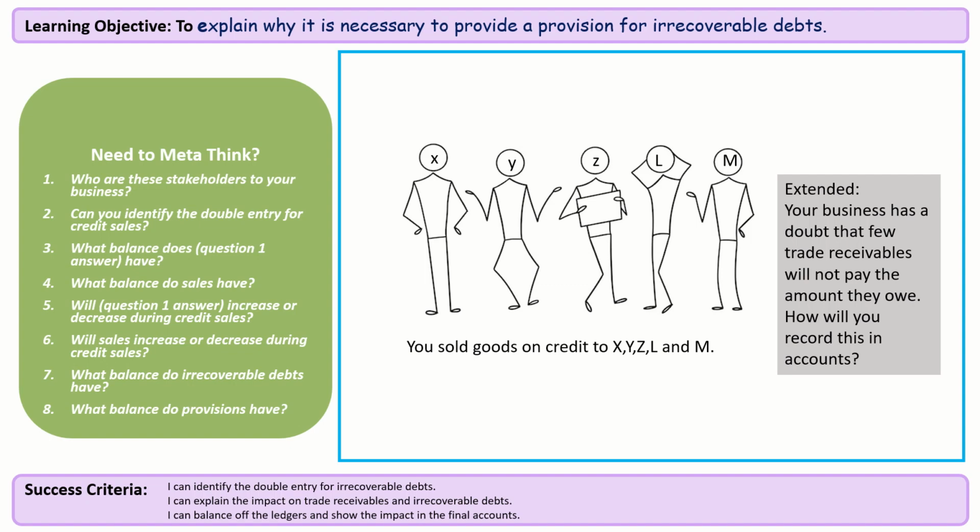Today's learning objective is to explain why it is necessary to provide provision for irrecoverable debts. You sold goods on credit to X, Y, Z, L and M. So let's answer the 8 questions which is on your left side. And let's try to answer the extended task as well.